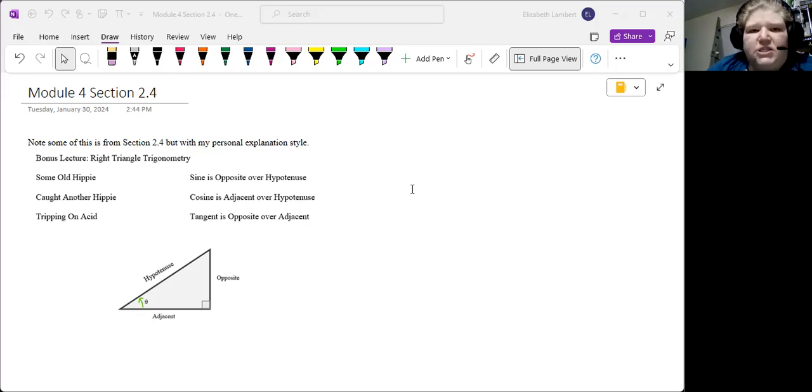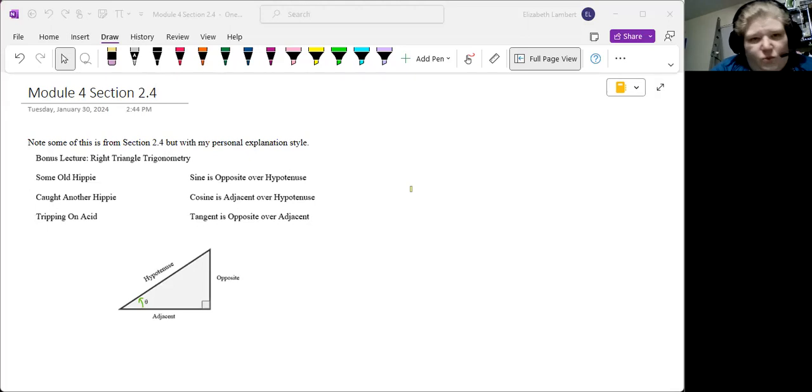So this section is titled Right Triangle Trigonometry. I've already been talking about this some in class. I really latched onto this concept and held onto it firmly. So this is how I think about sine and cosine and tangent first.